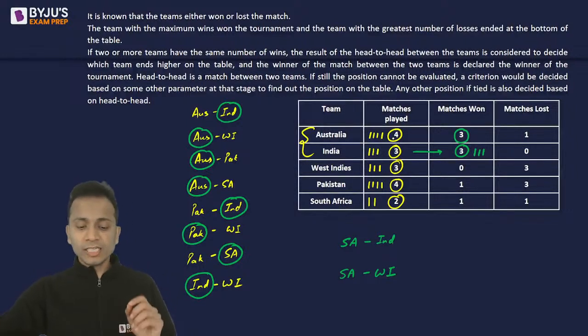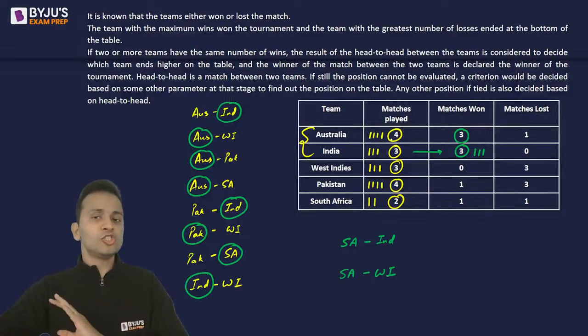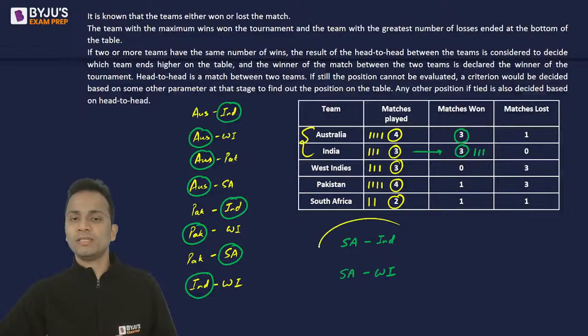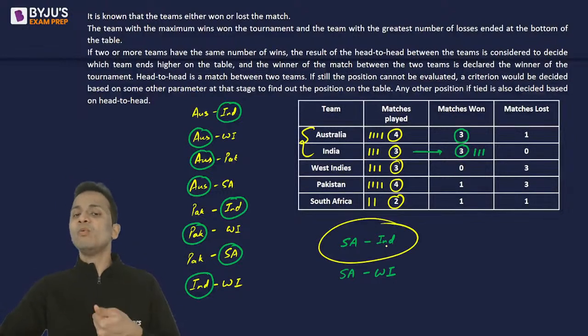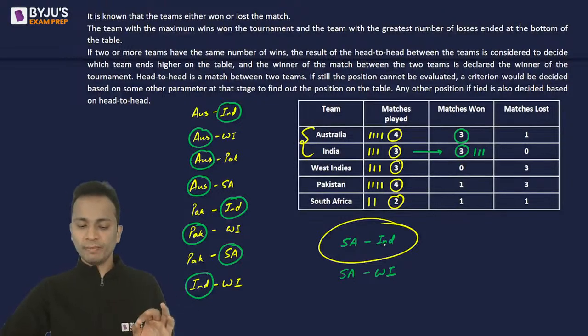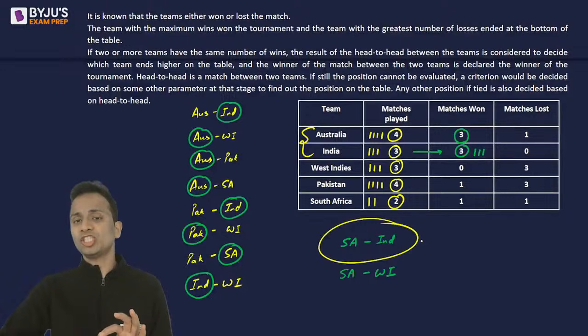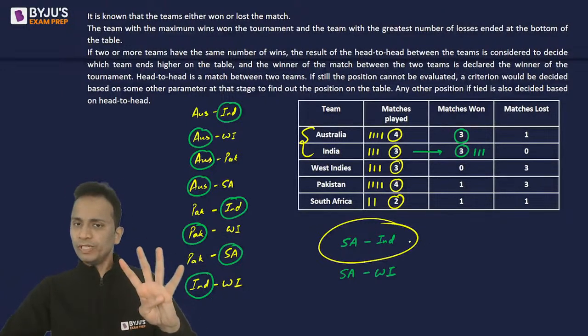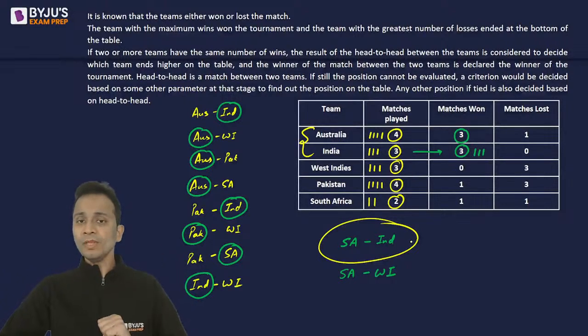Now, Australia is not left. Australia is not left with any match, but India is left with one match. This one. Okay. Now, India will win this match. Then definitely India will win the tournament. Case number 1. If India will win this last match, then India will definitely win the tournament because India will have 4 wins.